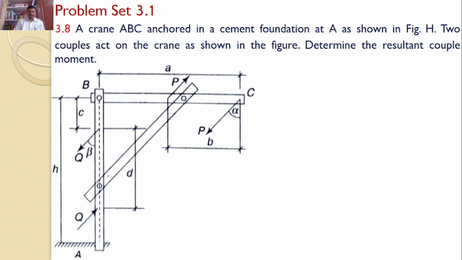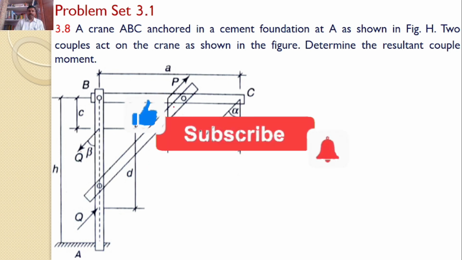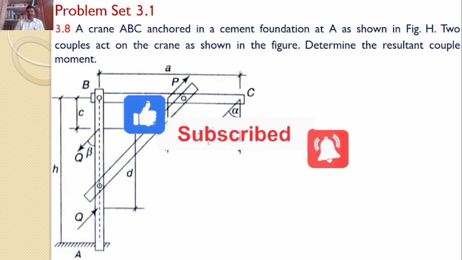That means there is a crane ABC fixed at A. Now two couples, P and P, Q and Q, are acting on this crane as shown in the figure. The two P forces both make an angle alpha with the vertical, and the two Q forces make an angle beta with the vertical. Our interest is to find the net resultant moment.